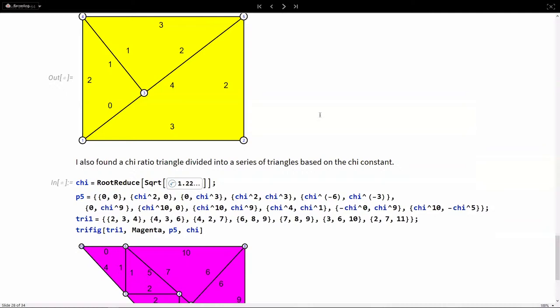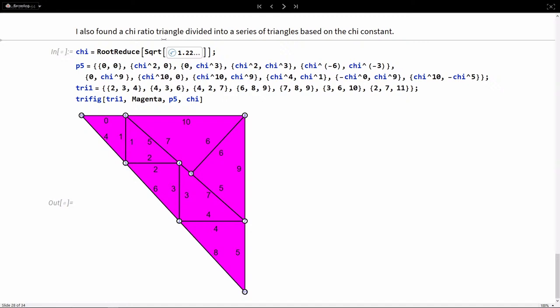And there's another series called the chi ratio, which I used in my chi tiling. You can get these triangles in series that's shown here. I haven't figured out how to make a rectangle with this one yet.